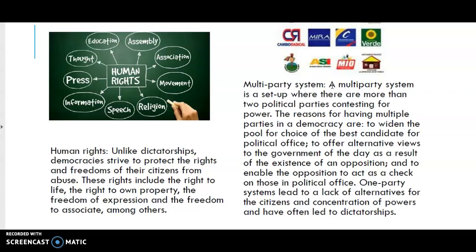So it's healthy to have somebody to let the government know if maybe whatever decision they think they are making is not the best. Okay? And to enable the opposition to act as a check on those in political office. So, for example, if the government is going to make a decision, the opposition or the opposite political party can say, no, wait, you think that this is the best decision, but only for this sector of society. Maybe you are having some kind of consequences that are not going to benefit everyone.